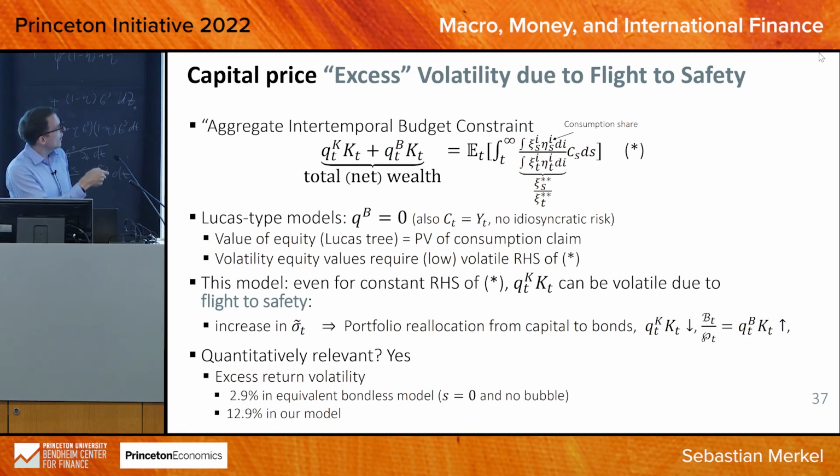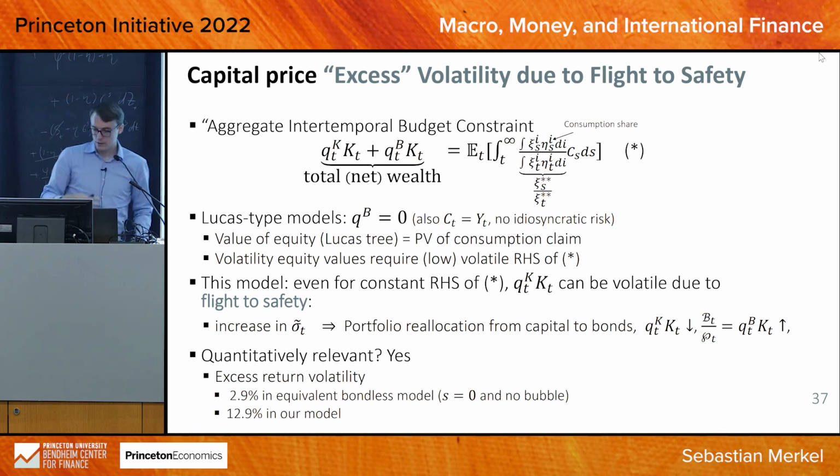And that means that this would be something like an aggregate budget constraint. The value of capital, possibly with an alpha if you have labor, is the present value of all future output, consumption. Okay? So if consumption or output is not varying a lot, then you need a lot of variation in the stochastic discount factor to make the capital price move, since the equity price is identified with the capital price. Now, in this model, we have capital and we have bonds, and both are net wealth.